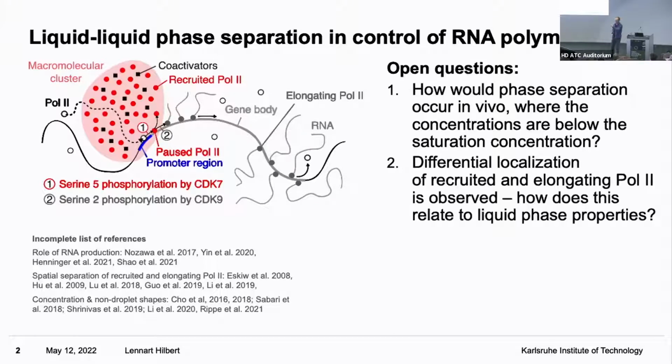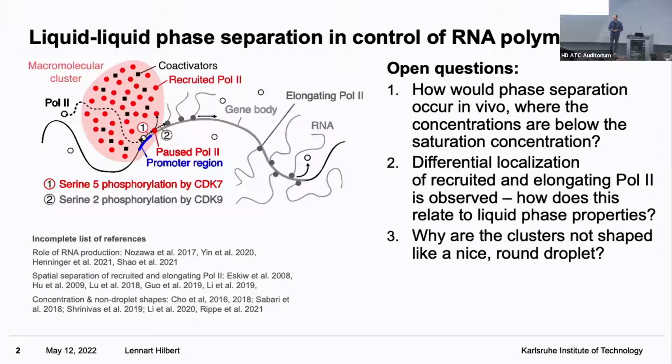If you consider that these two phosphorylation states and states of transcriptional activity occur in different spaces inside of the nucleus, how does that go together? And maybe the one that I found most striking is when you look at these clusters, they don't look like droplets. They look very unshapely, unfolded, fuzzy, granular. So how does this go together?